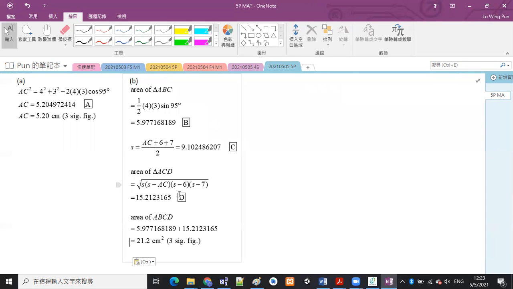So basically, this is already the end of chapter 9. The remaining part, I will do more exercises about the 4 formulas. So let's continue tomorrow.